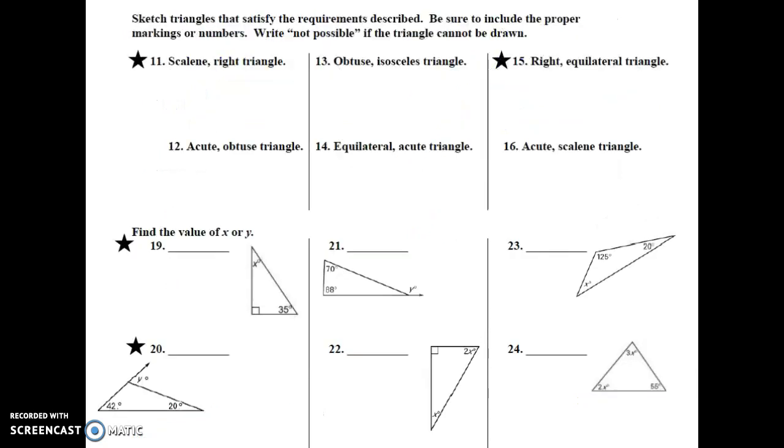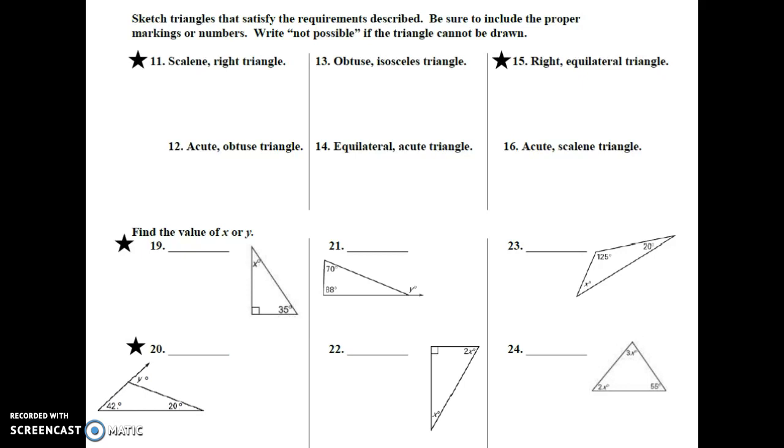The next chunk of problems ask us to do a drawing according to the description of the triangle. Sketch triangles that satisfy the requirements described. Be sure to include proper markings or numbers. Right, not possible if the triangle cannot be drawn. So we're including tick marks, maybe degree numbers, or a little box in the corner or something, so that we know that it is exactly the triangle described.